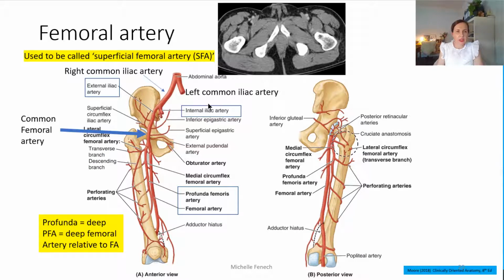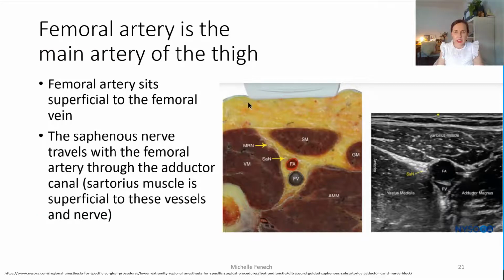I think we've covered the femoral artery. As I said, it used to be called the superficial femoral artery, SFA, but we just refer to it as the femoral artery now. So this is a nice picture which shows that we have the probe on the anterior proximal thigh, and once we head down into the thigh, the femoral artery sits superficial to the femoral vein, so it sits closer to the skin. Once it travels a little, about this far down into the thigh, it sits deep to this muscle, which we call the sartorius muscle, as you can see here.